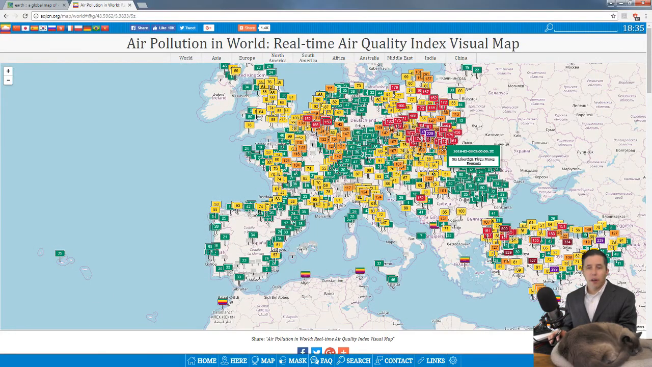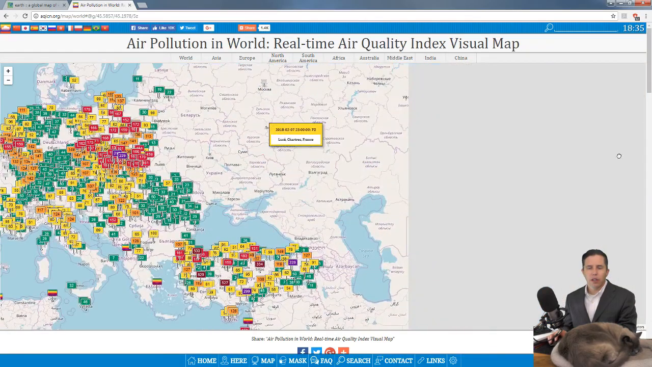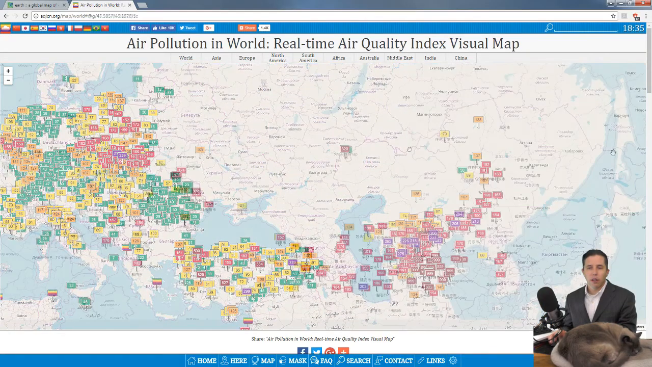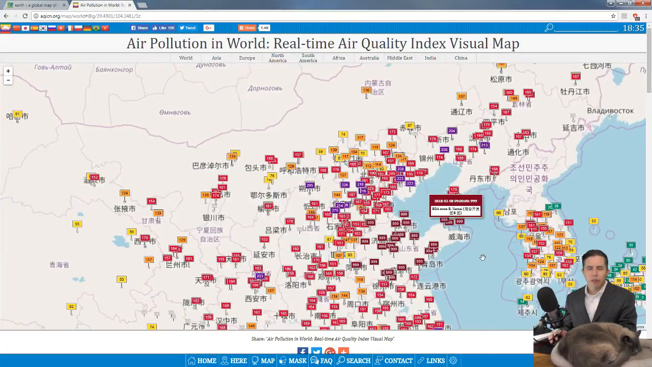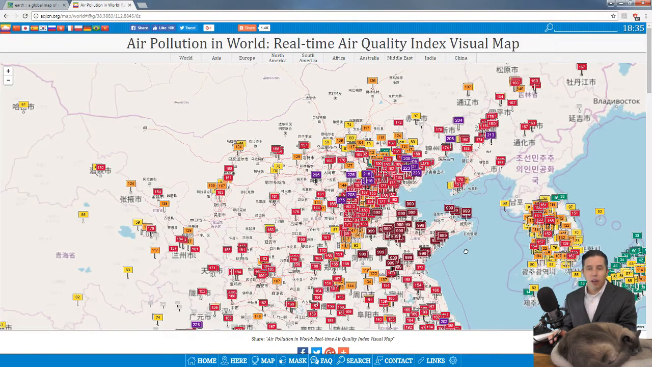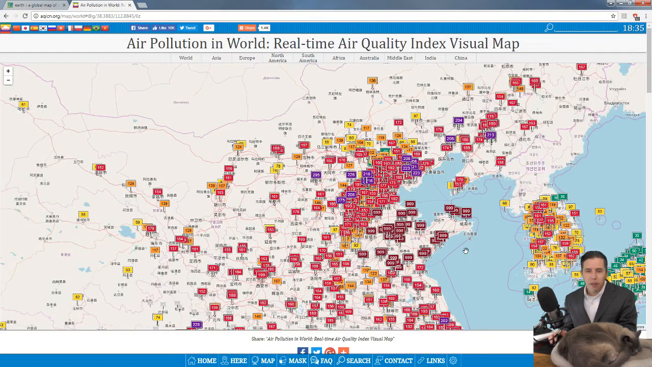So over Europe here, looks like we got a batch of pretty bad air right in there. Might be related to a temperature inversion. I'm not really sure. Let's keep going. And oh, China. That does not look good. So we got a lot of red, and we have a lot of dark red.